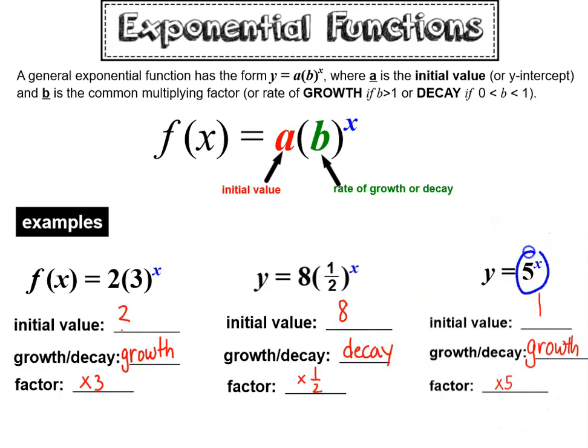You notice that it has a base for the power of x, but it doesn't have parentheses or initial value in front. And that's because the initial value is an invisible 1. So that's how I got 1 for my initial value. And that's why my growth factor is 5.